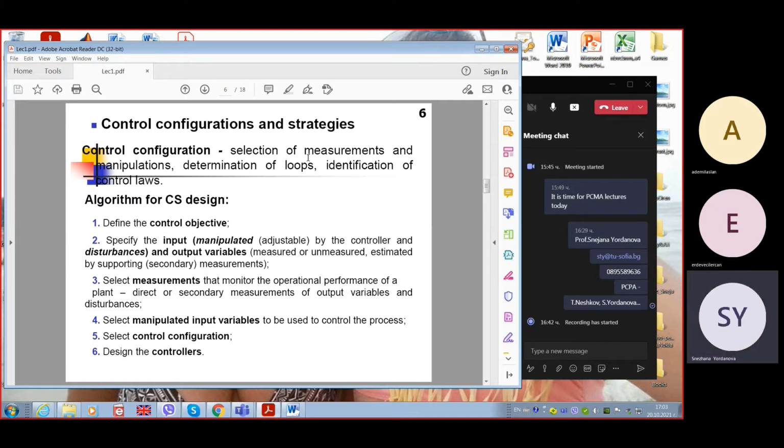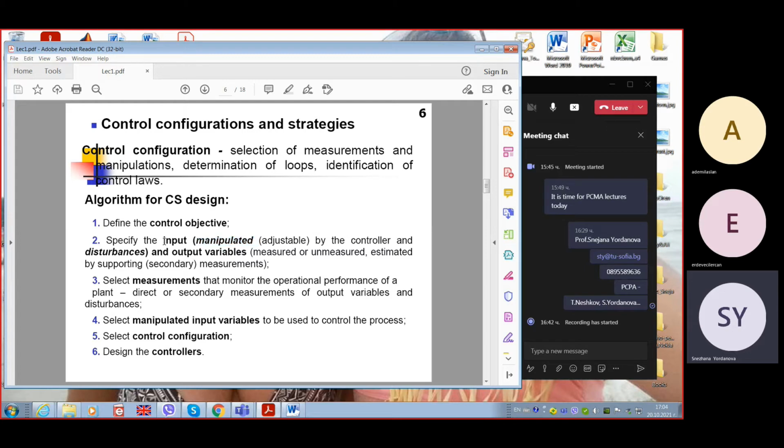We determine loops connecting input manipulated variables to output and put in controller. And then we have to tune the controller. We design first the algorithm depending on the control objective. So whether we'll stabilize the measured output or we'll try to optimize this information variable. We have already specified what we can adjust to influence the measured output.